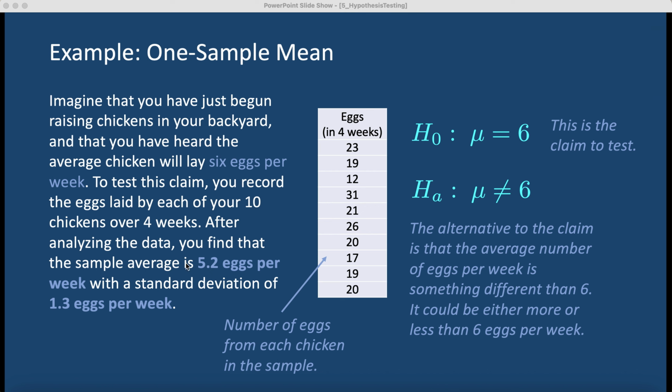So right now we're thinking about this as an extreme value relative to 6, but it could be extreme on the other end. So we don't want to negate that possibility or throw out that possibility. So our alternative here is just that it's not equal to 6. So that's the hypothesis test that we're doing. A null hypothesis that the mean is 6, and an alternative that it's not equal to 6.